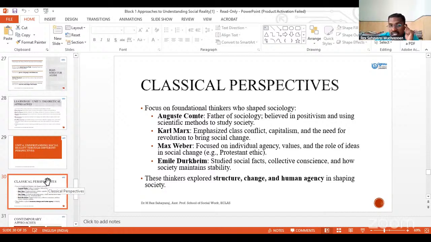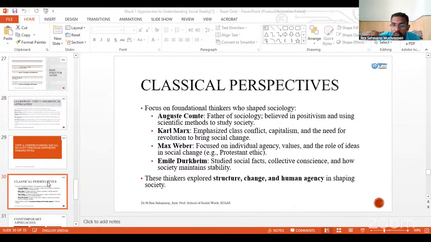Karl Marx emphasized class conflict. Max Weber focused on individual agency, values, and the role of ideas in social change. Okay, so we have Mahatma Gandhi, we have Nelson Mandela, we have certain people who have influenced the society. That's what Max Weber says. They have the individual values to influence the society. How are they able to influence the society? Because they are able to represent the maximum thought process of the society. Understand? So how they are able to influence.